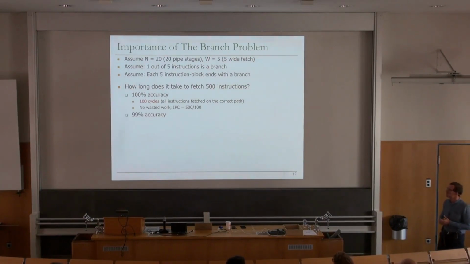Now let's go down to 99% accuracy. If you are 99% accurate, 1 out of those 100 branches that you're supposed to fetch goes on the wrong path.